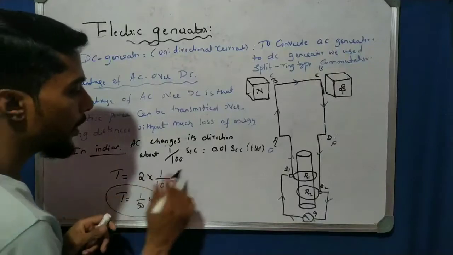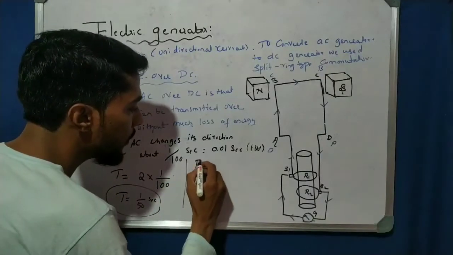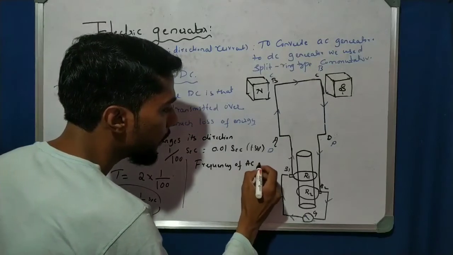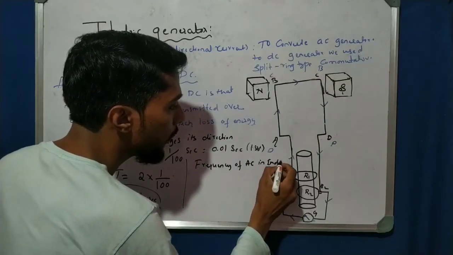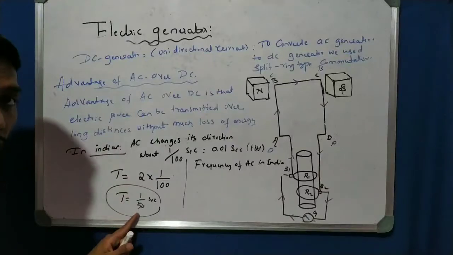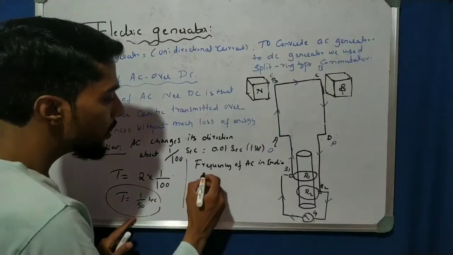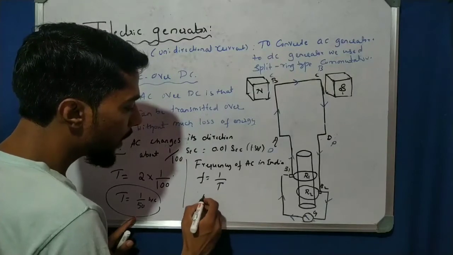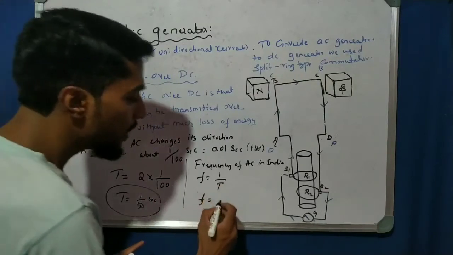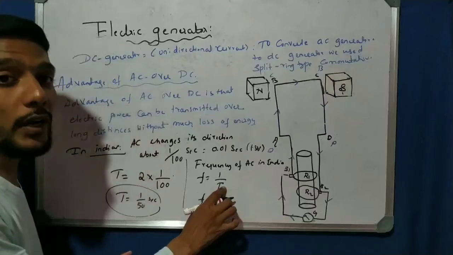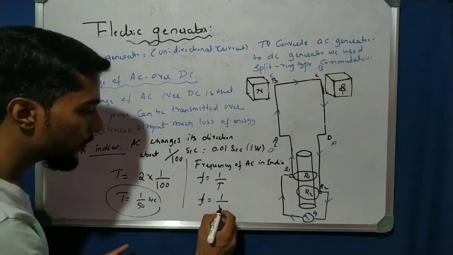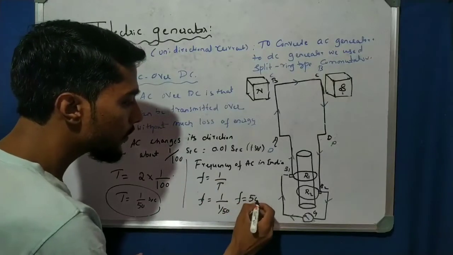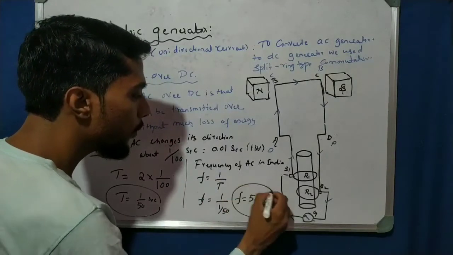Okay, so I write here: frequency of AC in India. If the time is 1 by 50 for a complete rotation, you know the frequency is the reciprocal of time. So what is the time here? I take the complete rotation, so the frequency is 1 by 1/50. Frequency is 50, which means it is 50 hertz. 50 hertz, so that is one important point.